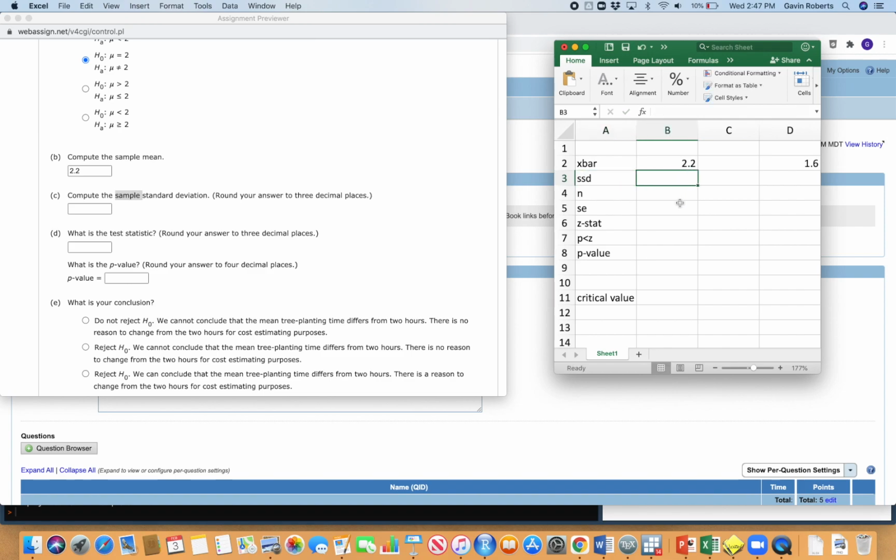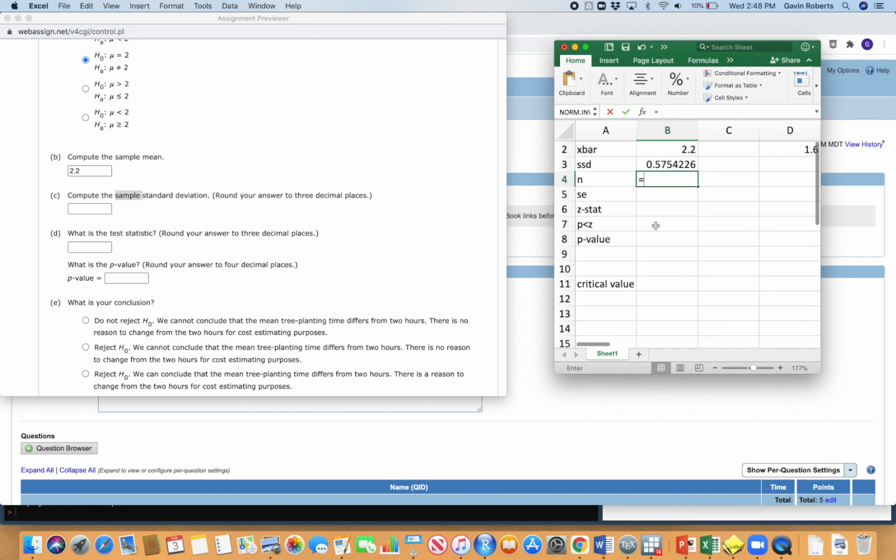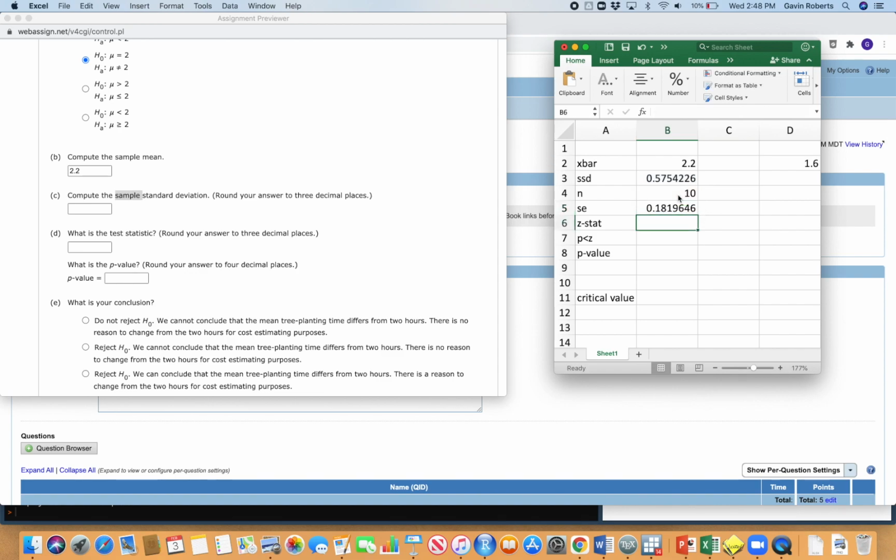SSD equals STDEV.S. Click on it, shift it, command it, right, enter it. N equals count. Ooh, thank you for counting, Excel. 10. SE, we know what the SE is. So small sample size. We need to plant more trees.